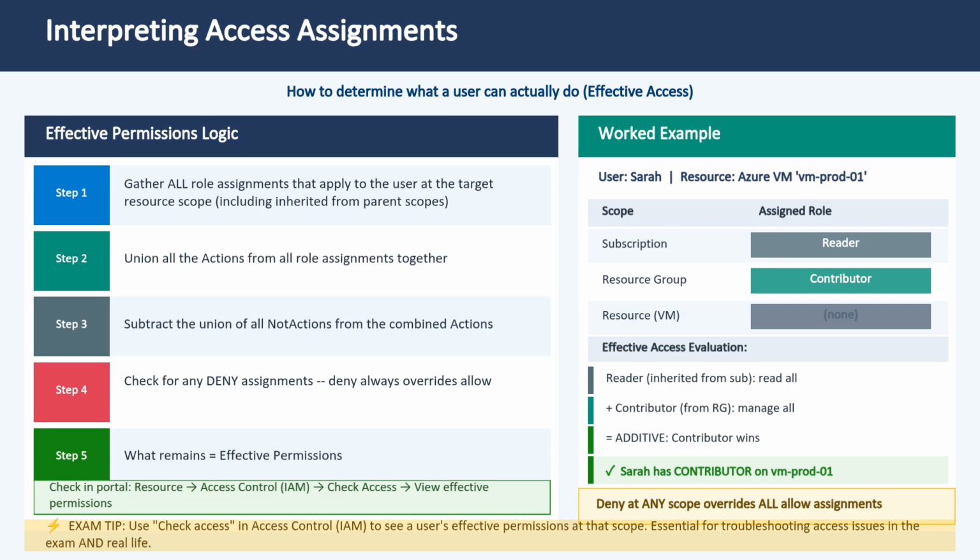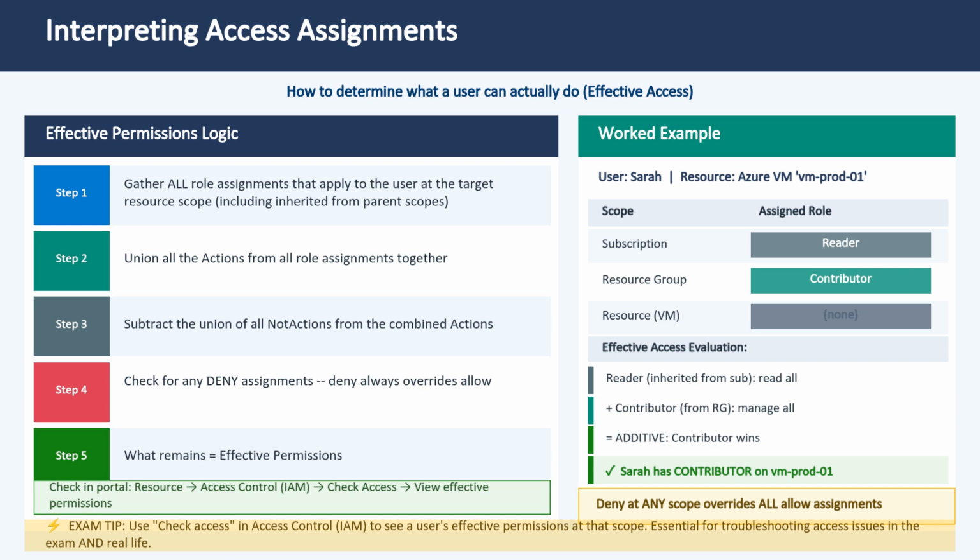Let us now consider interpreting access assignments. This slide is about understanding what access a user actually has, which is often different from what you think they have. Let us consider the net evaluation process. Step 1, collect all assignments. A user might have direct assignments and inherited ones from parent scopes. You need to consider all of them.